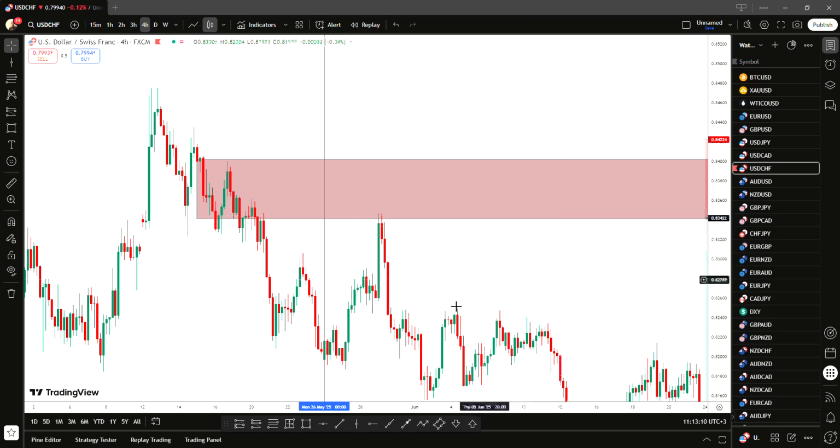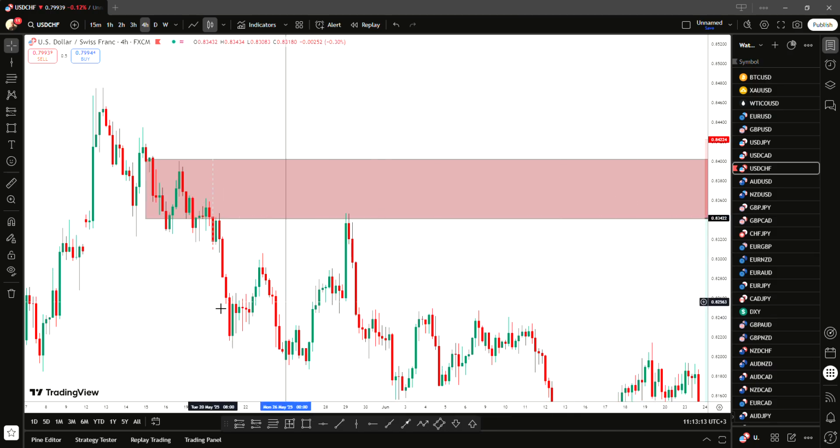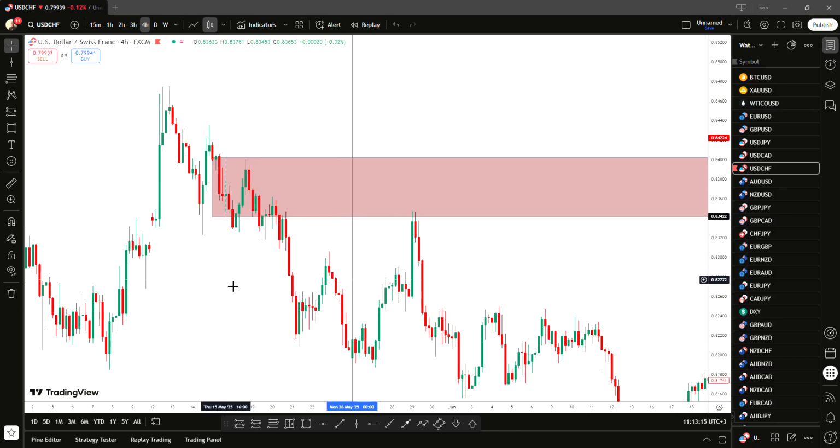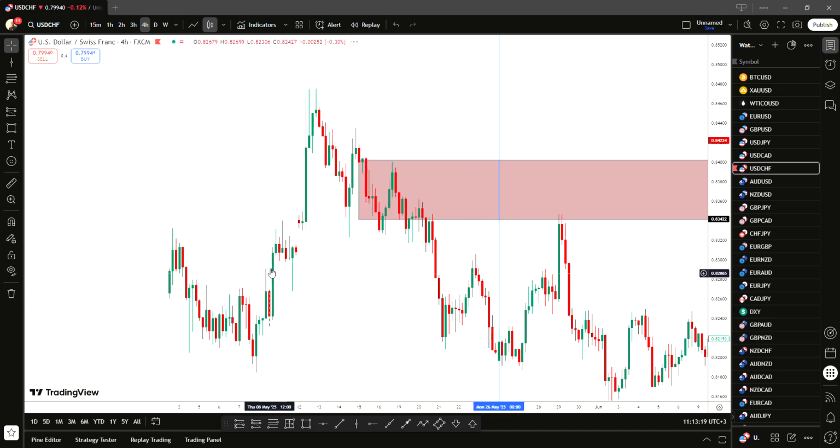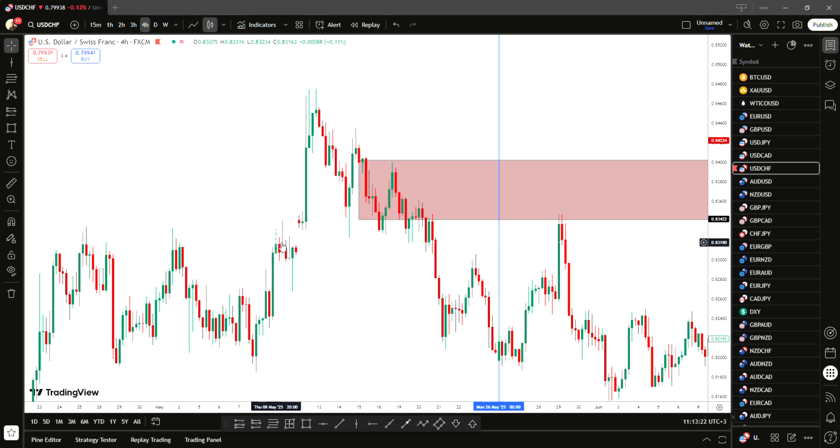This is what you see. The 4-hour, this is what you see. You see that price came, and this is even more beautiful on the 4-hour. Why do I say so? Because there was this demand zone here.